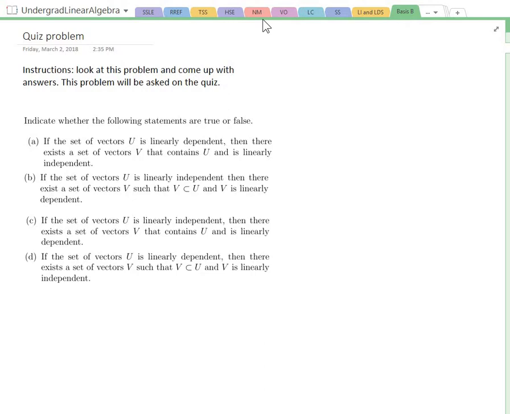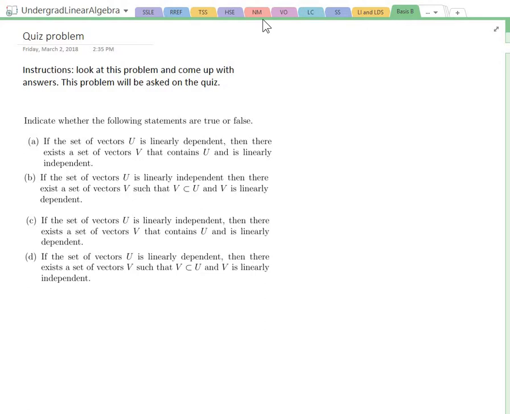Part A says, if the set of vectors u is linearly dependent, then there exists a set of vectors v that contains u and is linearly independent. Think about what linear dependence means, and can you find a larger set that contains a linearly dependent set that is linearly independent? So think about what that means.